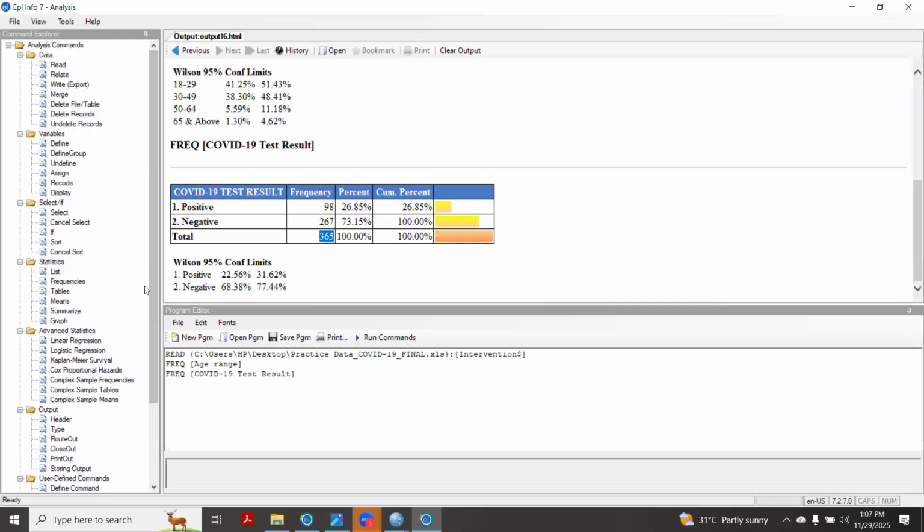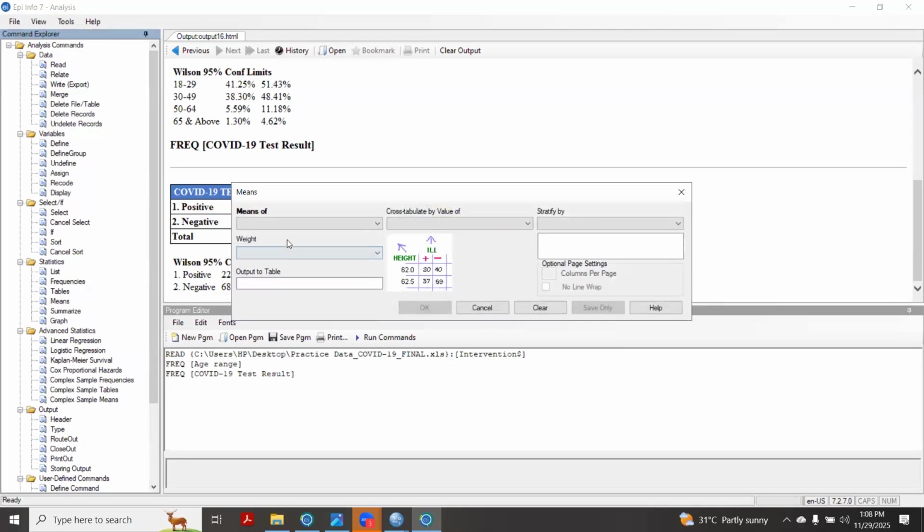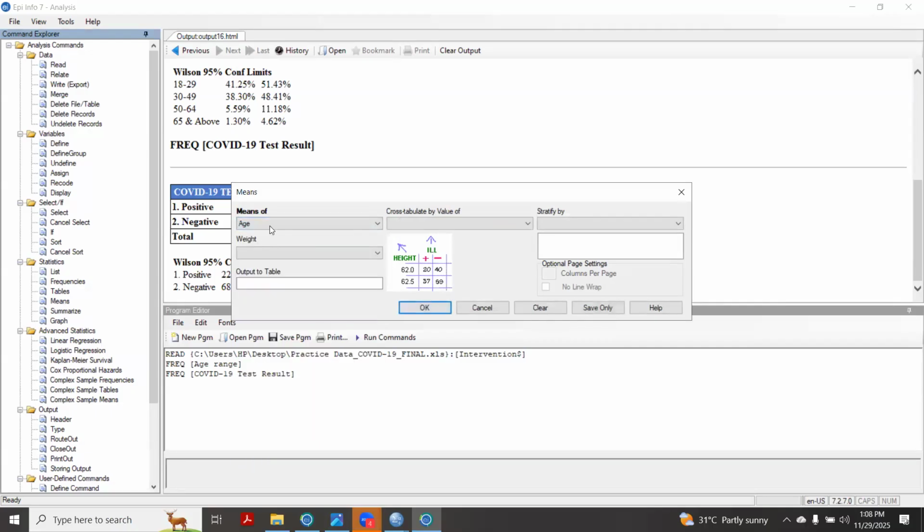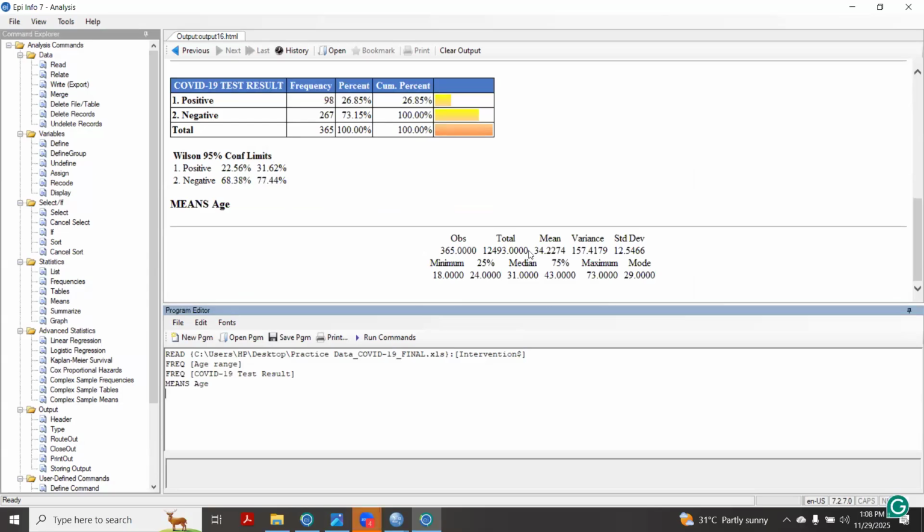But if you want to run the summary statistics for your continuous variable, means, median, you come here to means. You just click means and you can choose means of the continuous variable. A continuous variable we have is age. We can do means of age and you say okay, and it's going to generate the means. As you can see here, it will give you the mean age, which is 34.22.